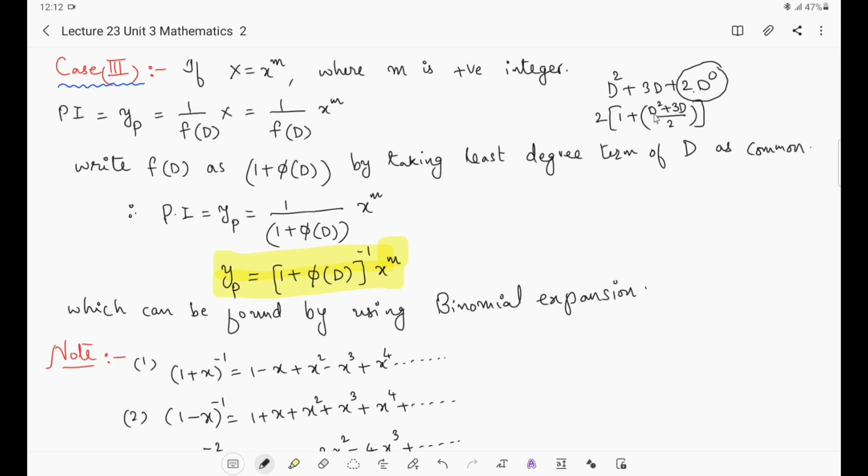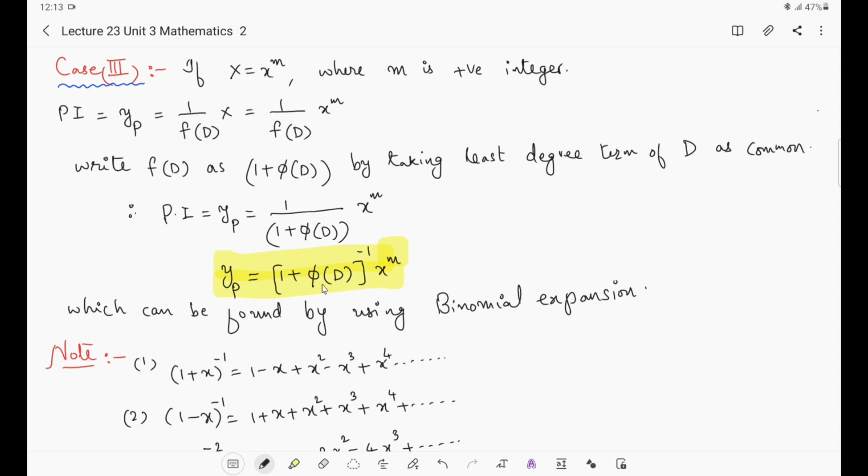So this is how we take the least degree term of D as common to make f of D of the form 1 plus phi of D, 1 plus some function of D. This is the procedure we have to follow in the problems. Then 1 by f of D will become 1 by 1 plus phi of D, x power m as it is. Then this 1 plus phi of D can be taken above, and we get power minus 1. Now this can be expanded by using binomial expansion. Once we expand this, we can simplify it.